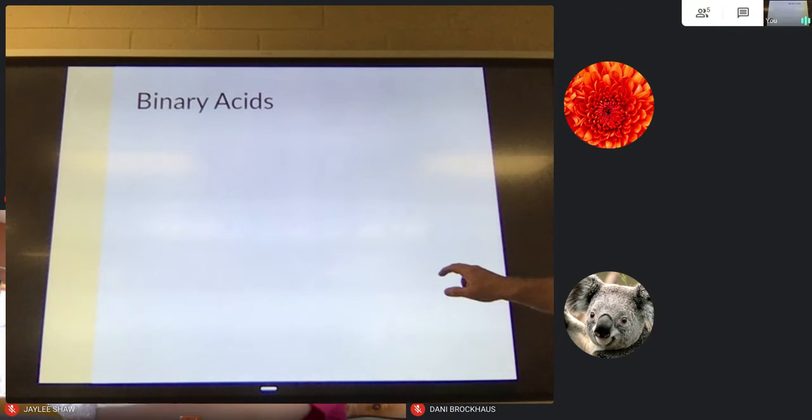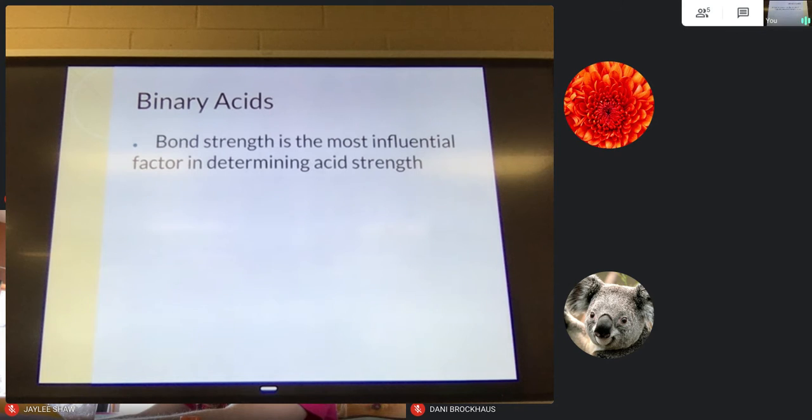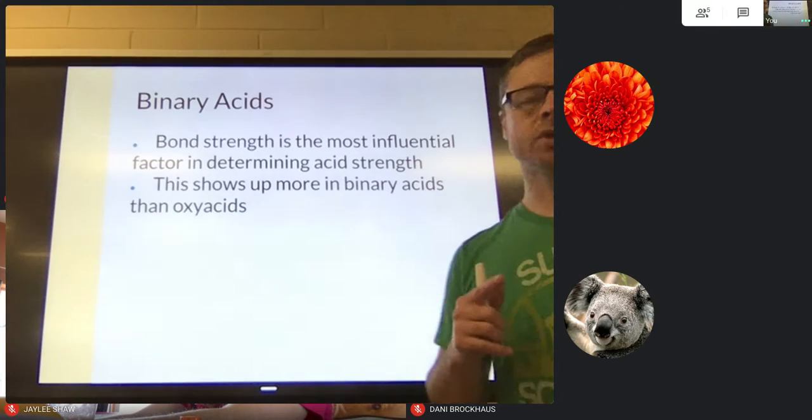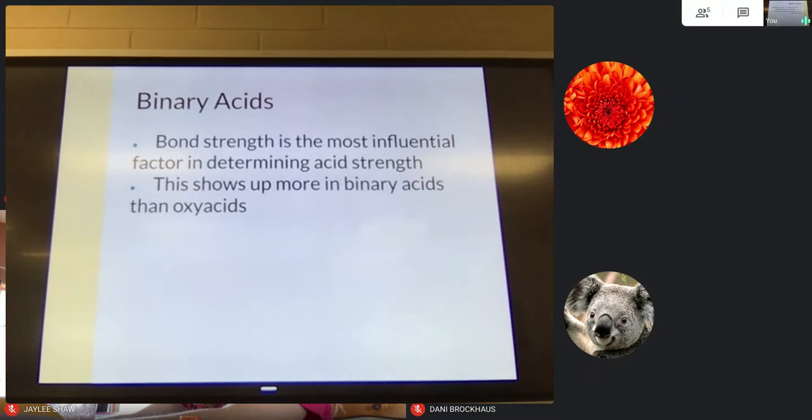Now, for the binary acids, the bond strength is kind of the most influential factor in determining the acid strength. You're looking at the strength of the bond. So this shows up more in binary acids and oxyacids. By the way, what's a binary acid? A binary acid is two things. So there's not very many options for binary acids. You've got HF, you've got HCl, you got HI, you got HBr. Those are binary acids.